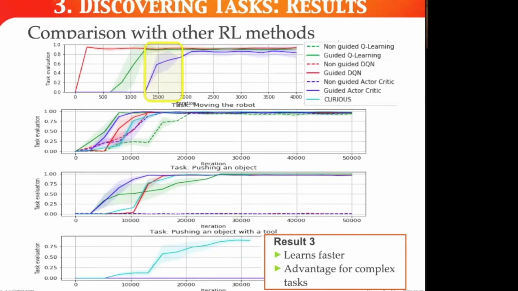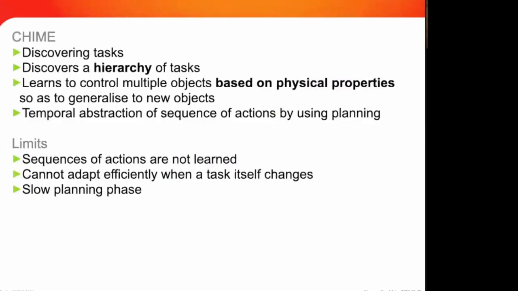hierarchy task. To summarize, Chime could discover tasks, and it can also discover the hierarchy of tasks. It learns to control multiple objects based on physical properties so as to generalize to new objects. It also is a way of using sequences of actions in a manner that is temporally abstract. So there's no clock to tell how long the actions should last.